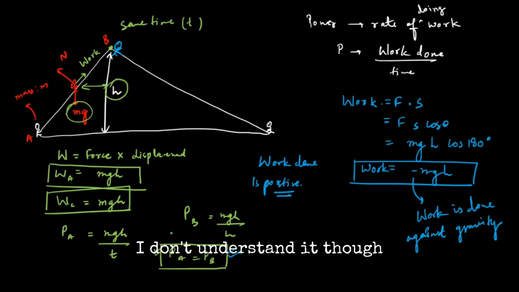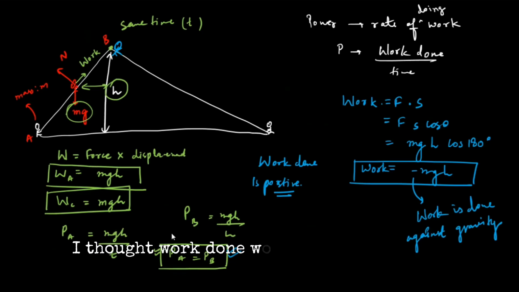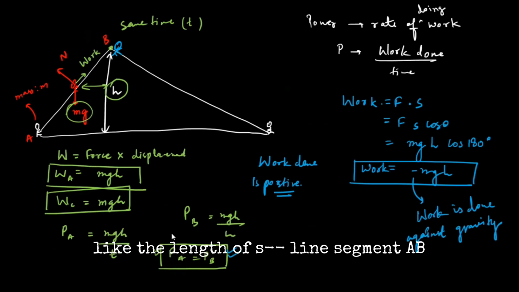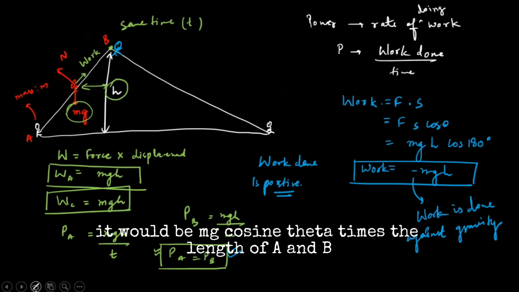I don't understand it though, because I don't understand why work done needs to be mgh. I thought work done would be mg times the length of line segment AB, because that's the displacement, no? It will be mg cosine theta times the length of AB.